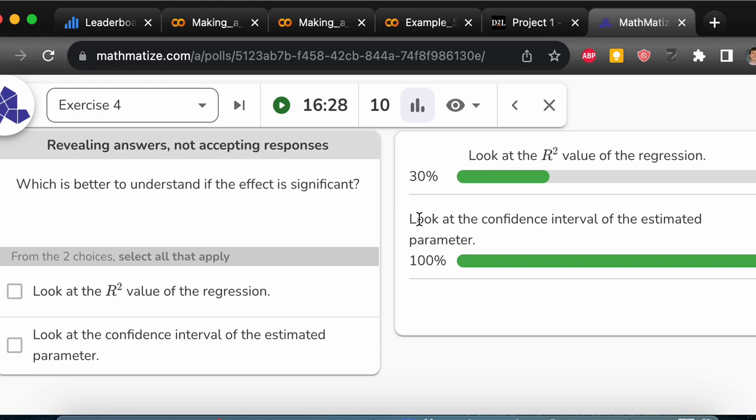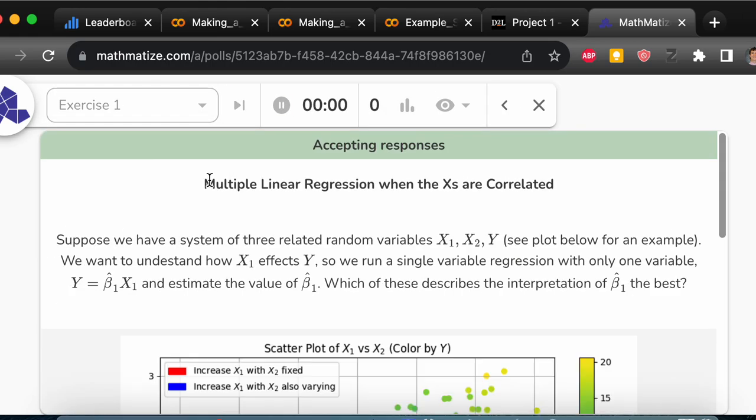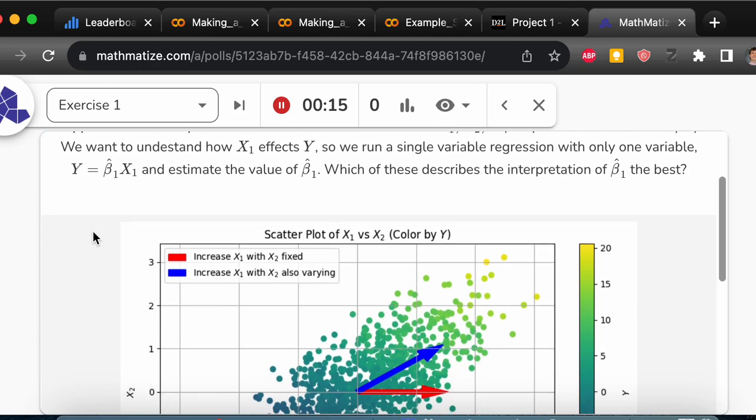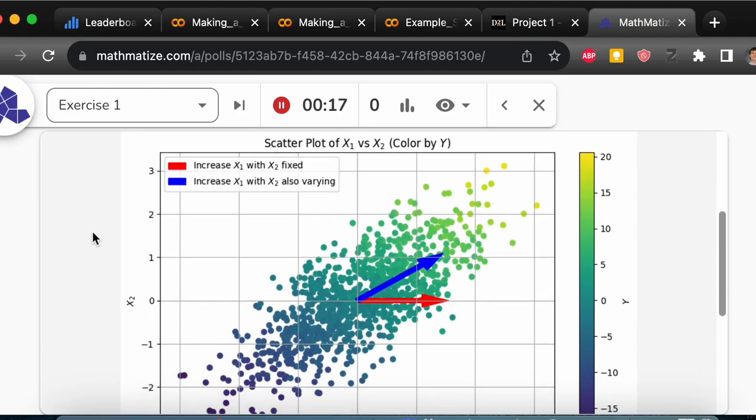Okay, so let's do one with multiple linear regression. Exercise one: multiple linear regression when the x's are correlated. If the x's were all independent, then multiple linear regression would not be so complicated. But in real life, they're often very, very correlated. They're really related to each other. And so the example I gave you is this.